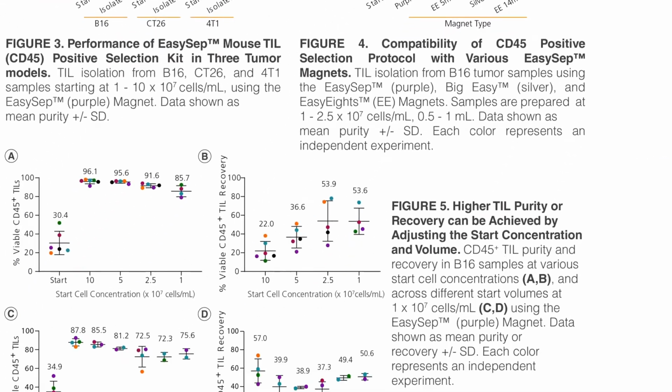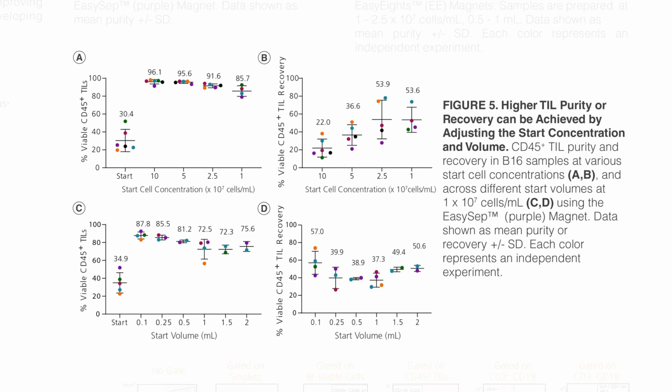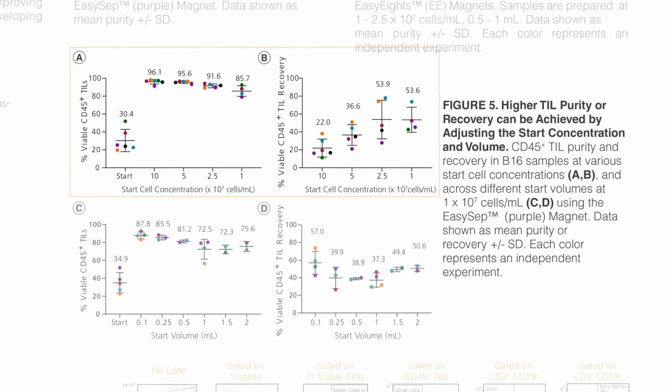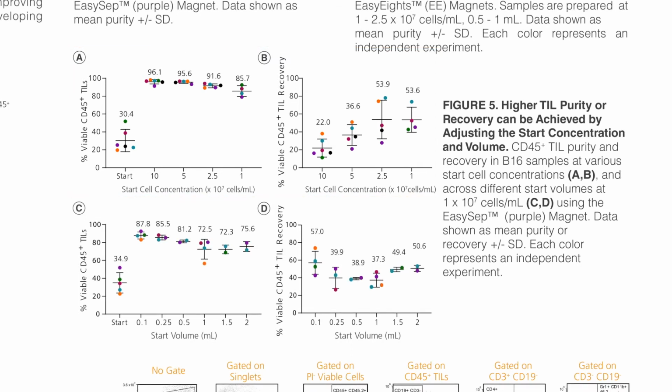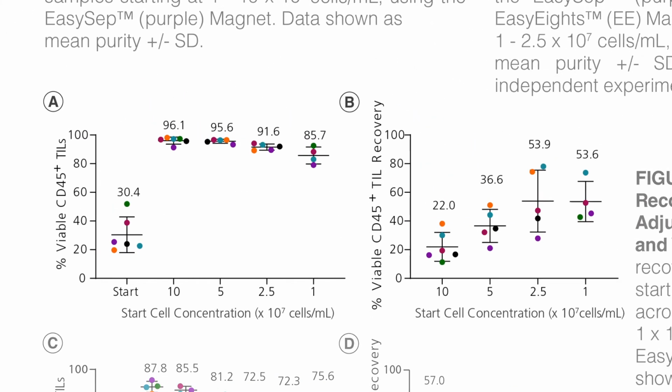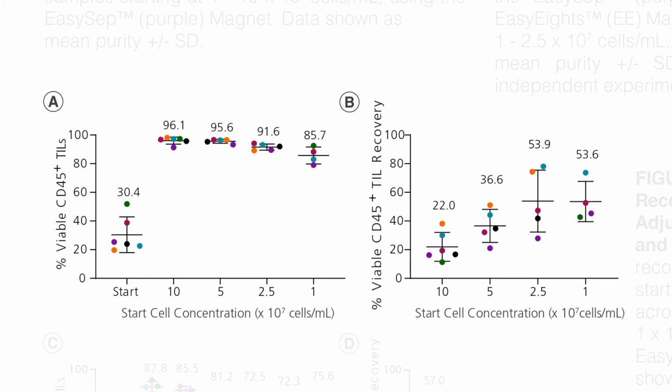Not all applications require high TIL purity. Sometimes TIL enrichment with a better recovery is more useful. We found that by simply adjusting the start concentration and volume in a given sample, you can yield higher purity or recovery. First, let us look at the impact of cell concentration. In B16 samples, starting with a higher cell concentration at 50 to 100 million cells per mL results in higher purity. Figure 5a shows a correlation between high start cell concentration and high TIL purity.